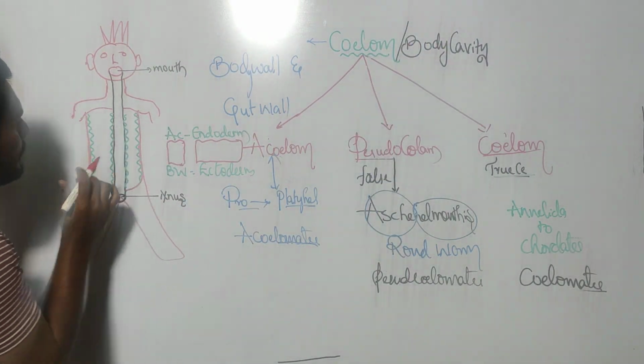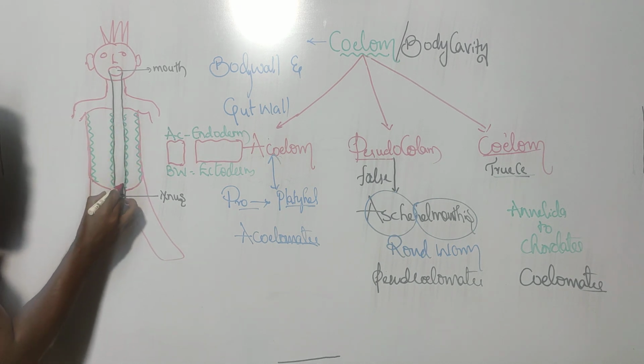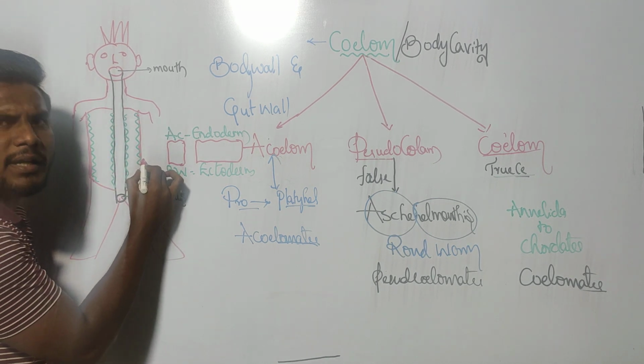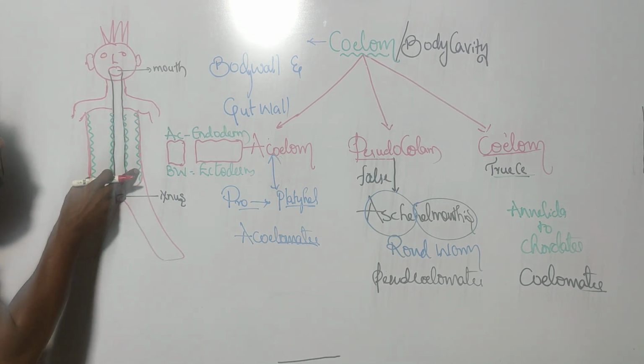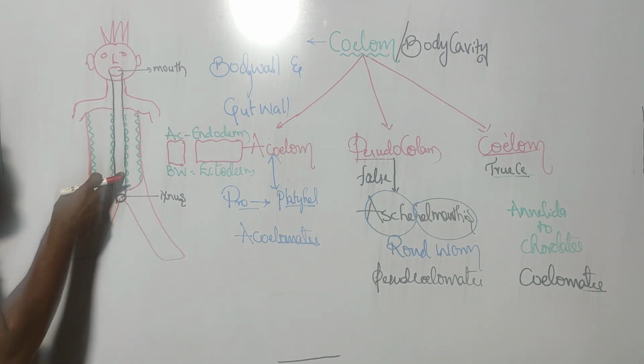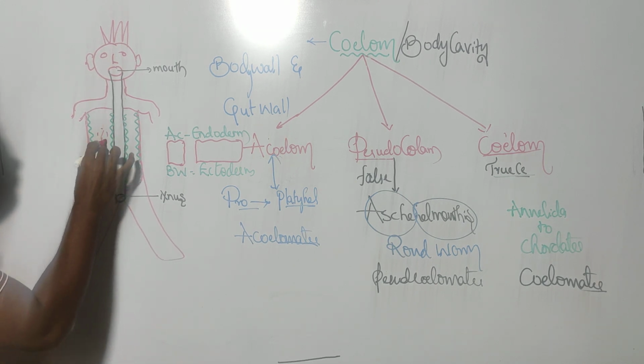That is coelom. See, now this black color is what? Endoderm or alimentary canal. This red is what? Body wall or ectoderm. Green is what? The green is mesoderm, which is in contact with both ectoderm and endoderm. Here there is a presence of a lot of organs.